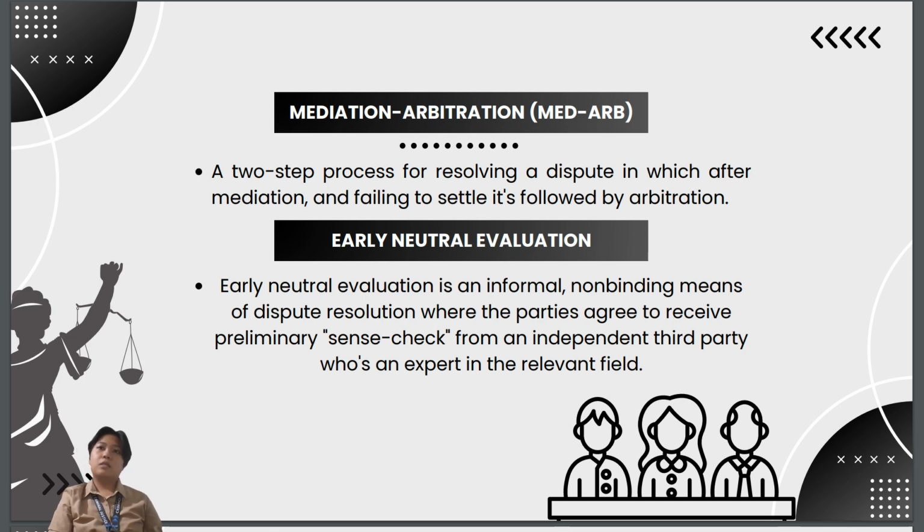So next is the early neutral evaluation. Early neutral evaluation is an informal, non-binding means of dispute resolution where the parties agree to receive preliminary sense checks from an independent third party who is an expert in relevant fields. The only purpose of this method is to help both parties evaluate their case, to know the strengths and the weaknesses of their cases. So it is up to the parties if they will proceed to court trial. I hope you understand those six methods of alternative dispute resolution system of our country.